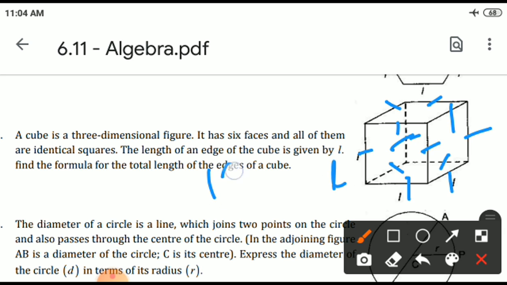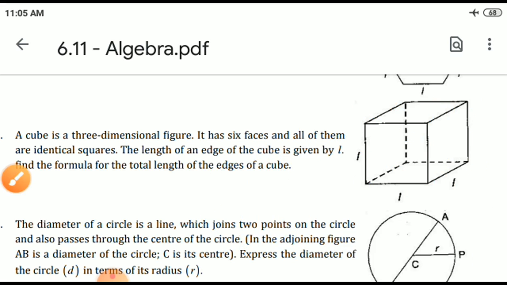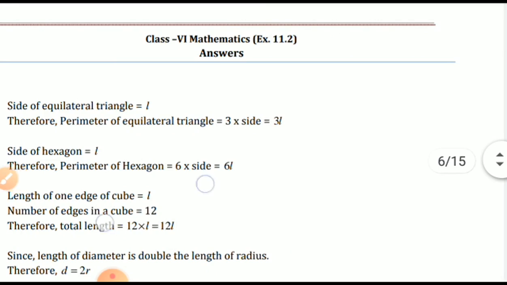So how many did you count, students? 12 sides. Or you can say edges. Yes, my dear students, edges. And a vertex means a joining point. We did those things in our solid shapes chapter also. Okay? Good. So here 12 were there. That's why we can write 12L.